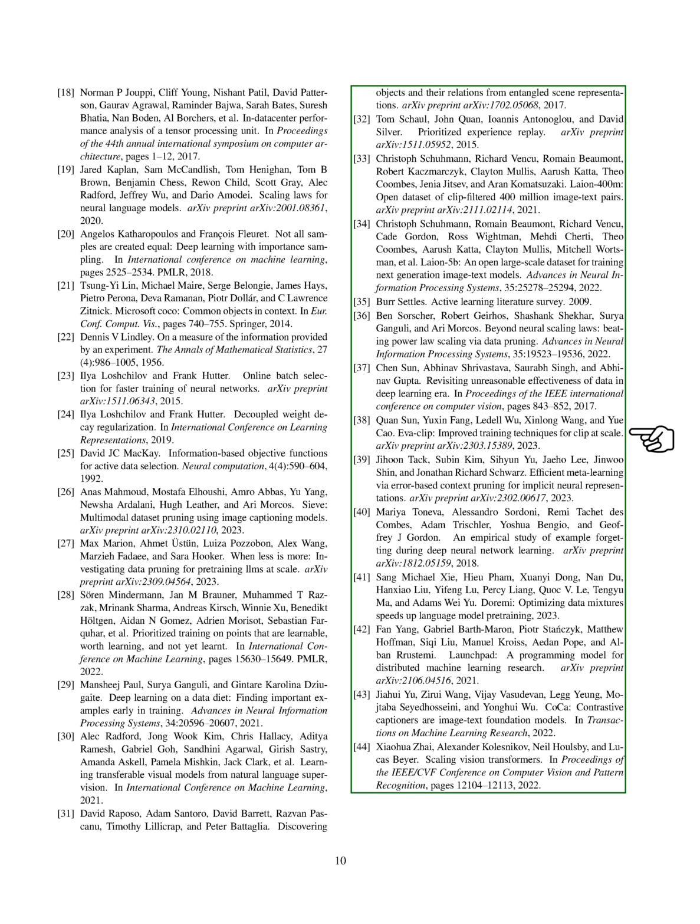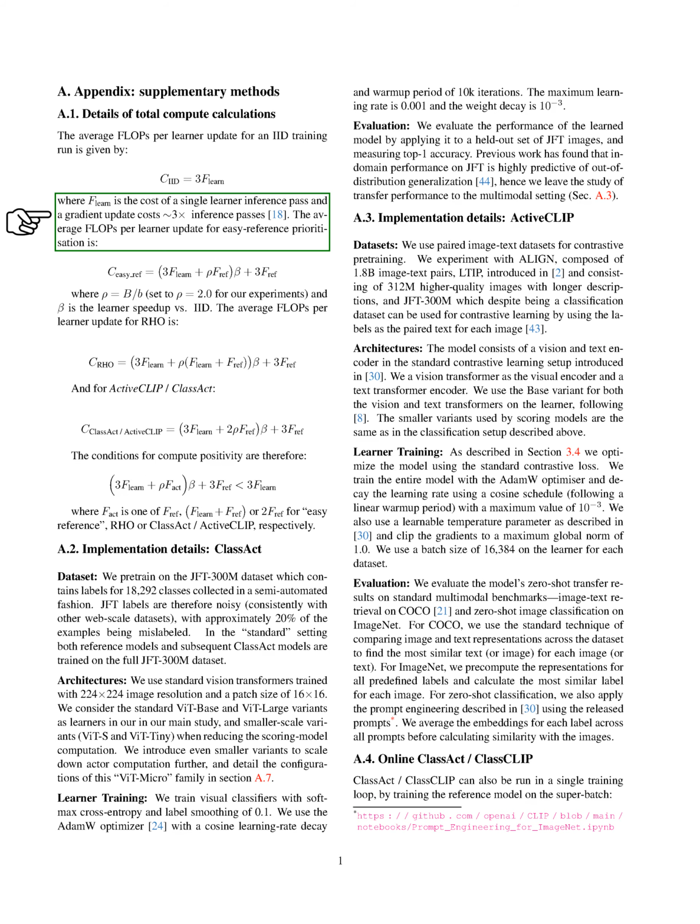Supplementary methods. Let's delve into the additional methods used in this study. We'll start by discussing how we calculated the total compute. The average number of floating-point operations, flops, for each learner update during an independent and identically distributed IID training run is 3 times the cost of a single learner inference pass. This is because a gradient update costs about 3 times the inference passes.